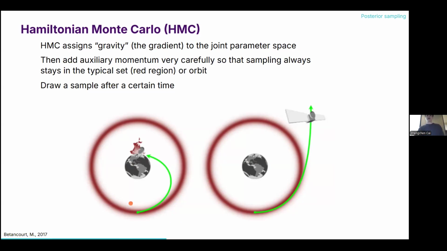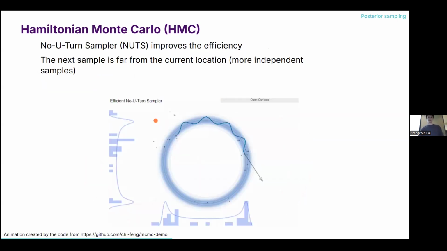And then what you are doing is similar to launching a satellite. You need to add an auxiliary momentum such that your sampler will be sent to the typical set, and it will stay on that typical set, which is like the orbit of Earth, and it will not crash because you particularly tune how much momentum energy you're going to add, right? So it will stay in this set, and then it will glide through a bit and do a sample. So this is one example of this type of sampler.